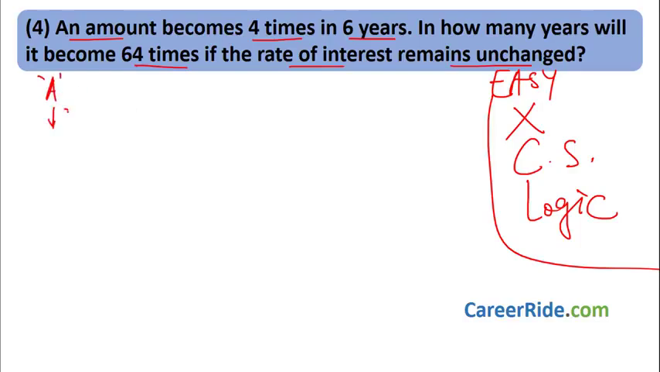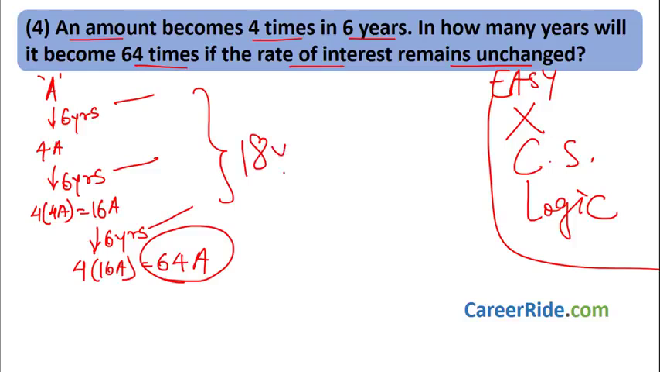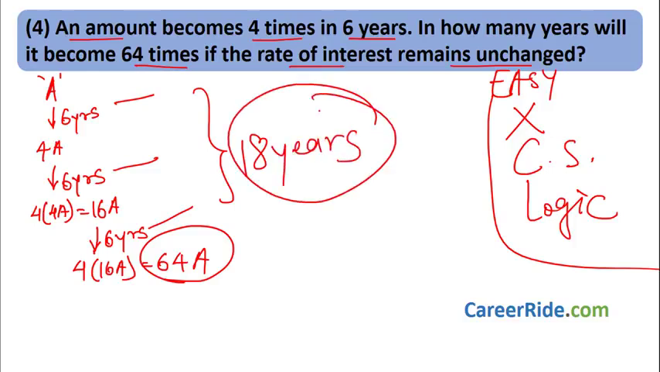In 6 years it will become 4 times, it will become 4A. Again after 6 years, it will become 4 times, that is 4 times 4A. What that means? It becomes 16A. Again after 6 years, it will become 4 times, that is 4 times 16A, that is 64A, and that is what we want. After how many years it becomes 64 times? 6 plus 6 is 12 plus 6 is 18 years. So 18 years is the answer. See how easy it was. Moving to question number 5.